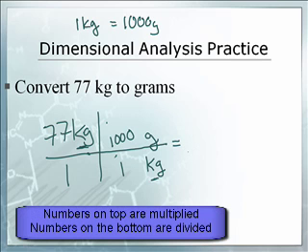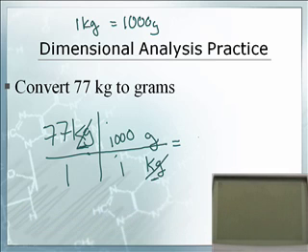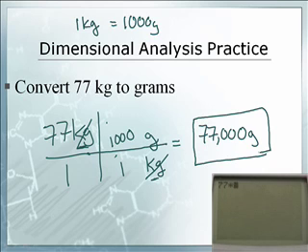Would you mind canceling those units? Yeah, what happens is the kilograms cancel, and I'm left with gram units. Left with grams. All right, and so that would be 77 times 1,000, which would be 77,000. I don't even need a calculator. Grams. Because the 1,000 is on the top and the 77 is on the top, we multiply: 77,000. That's pretty easy.